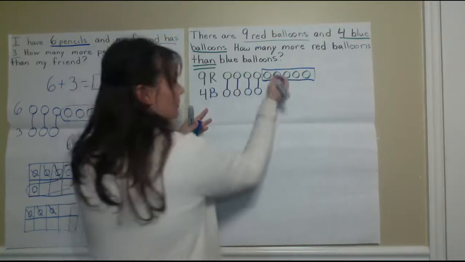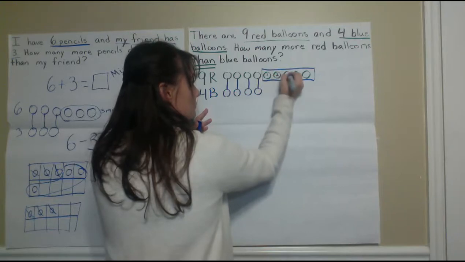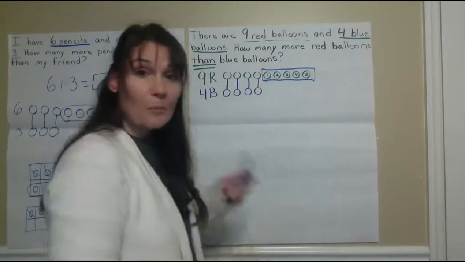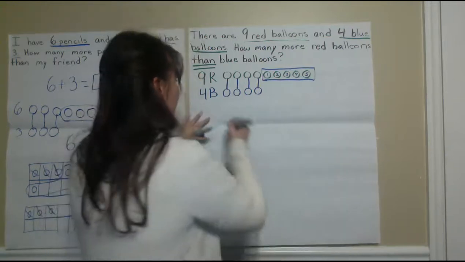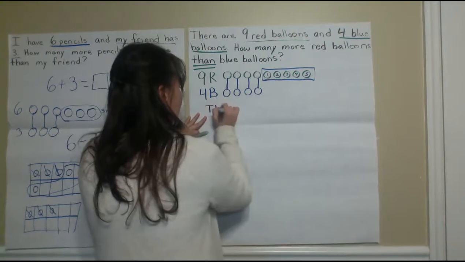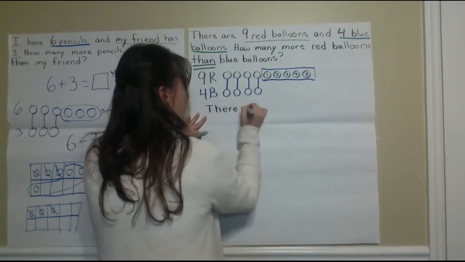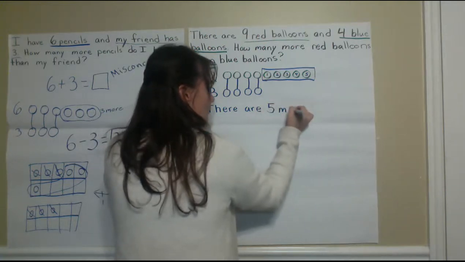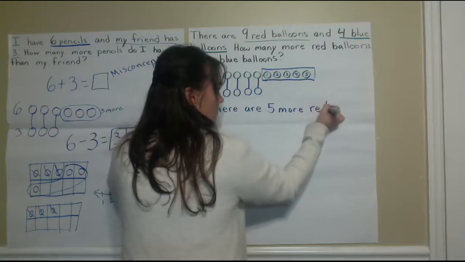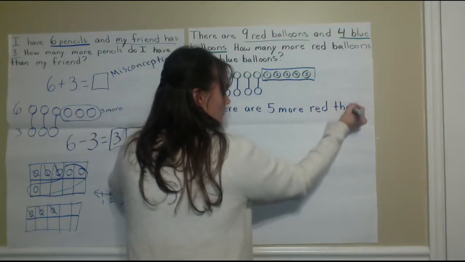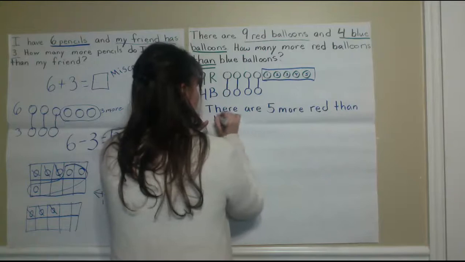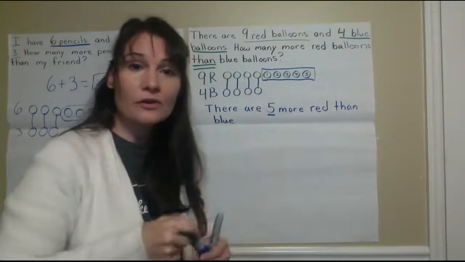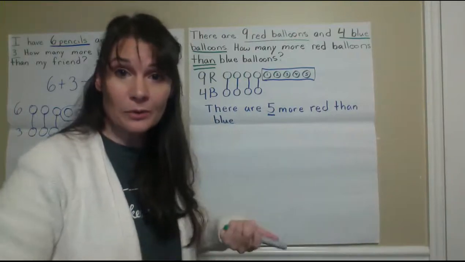So let's count them. I had 1, 2, 3, 4, 5 more. So I could say there are 5 more red than blue. And that has my answer in it. There are 5 more red than blue.